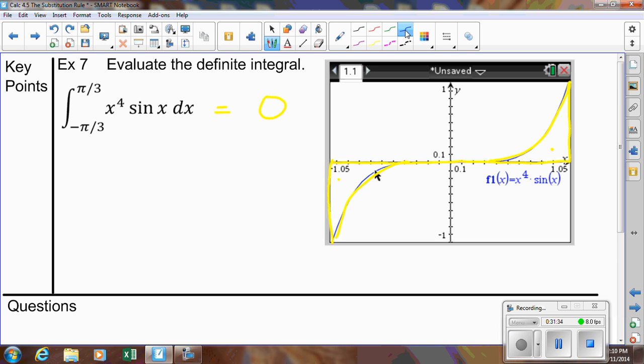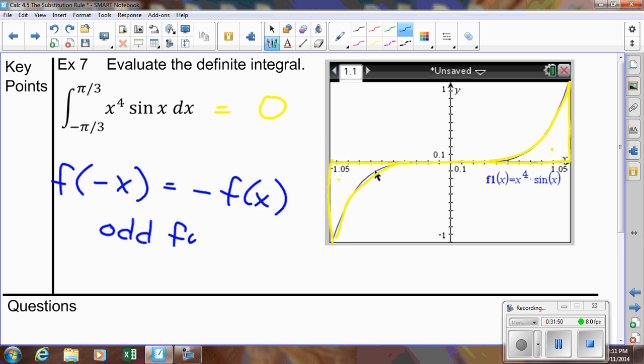Overall, please remember the criteria for an odd function. If you replace x with negative x, you get the opposite factored outward. This was the criteria to be an odd function. Anything that fits this criteria, as long as you make sure the bounds are balanced on the left and the right-hand side, you get the exact same area for the exact same spot, and they will wipe each other out.